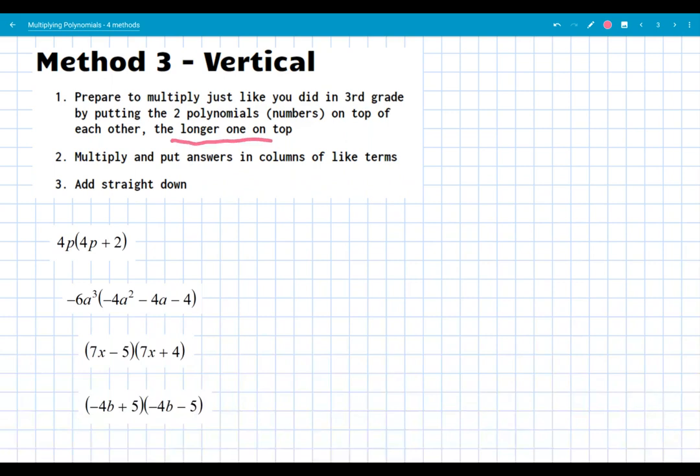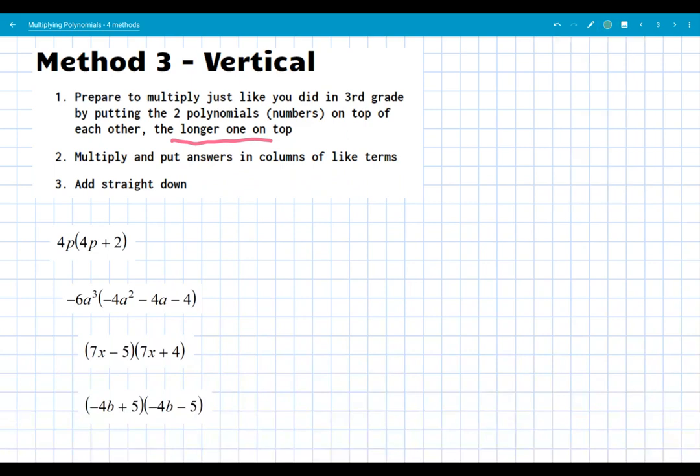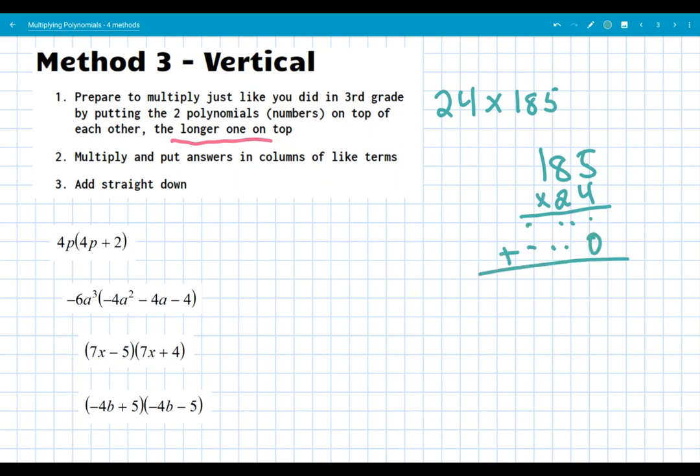So if you remember from having to do this long time ago when you had something like 24 times 185, you would go like this. Put 185 on top and put 24 on bottom. You put the times sign, you go like that. It would multiply. 4 and 5. You put your numbers here, then you put a 0 here and put your numbers there, and you add straight down, right? This is the exact same technique.